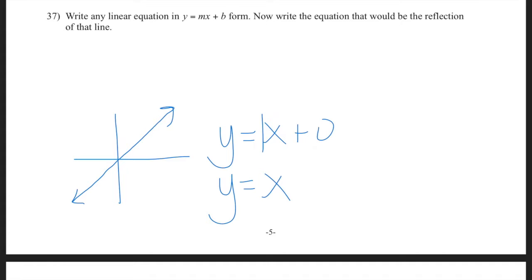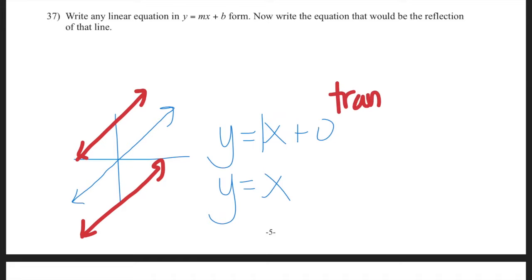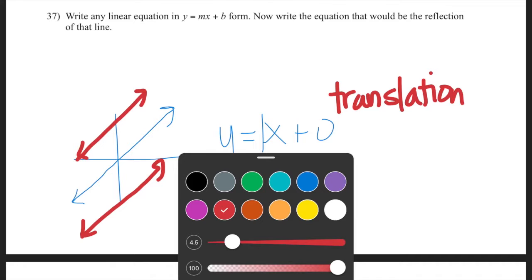We can do a couple different things with this line. I can keep the slope and I can just move it up or down. That is called a translation. I can keep that equation. Oh, I can change colors. There we go. Now let's make it purple.